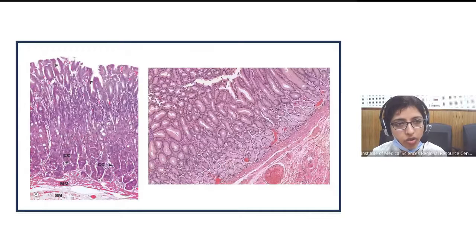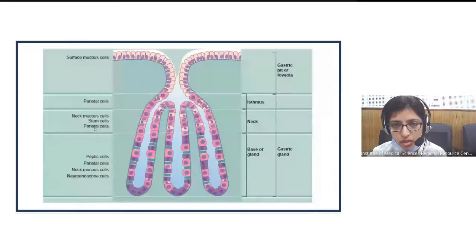These are long and form the entire thickness of the mucosa. And we see that the cell composition varies along the length of these glands, right from the surface, foveola, to isthmus, neck, and then the base of the glands. This is the schematic diagram of a gastric gland. Multiple gastric glands can open into one gastric foveola or pit. The surface and the pits are mainly lined by the surface mucous cells.